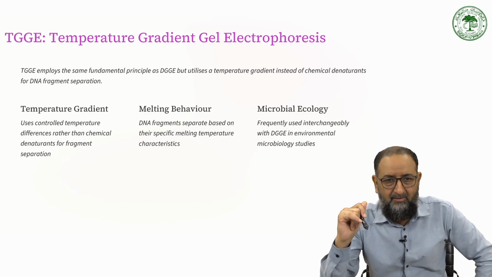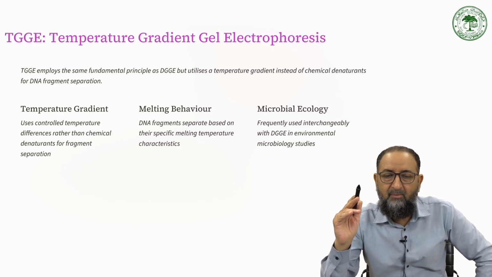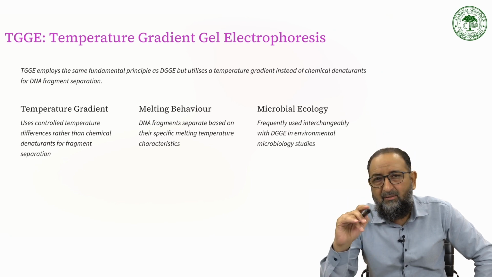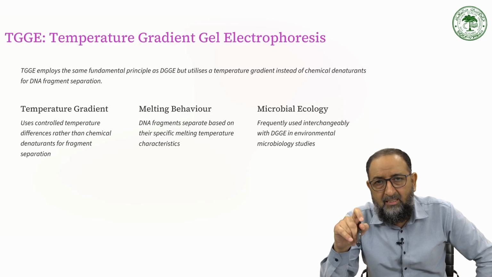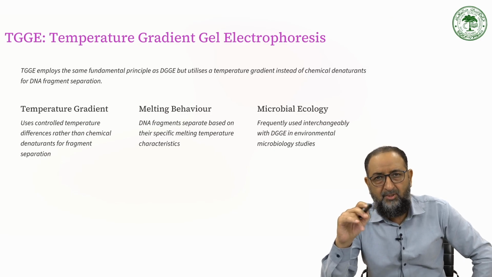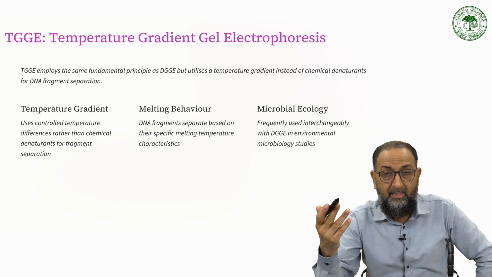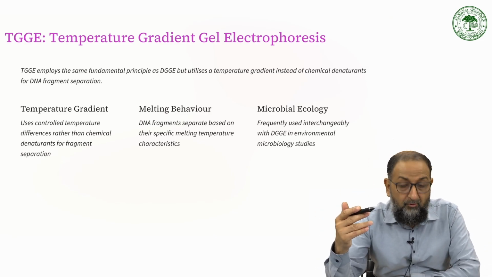Melting behavior. Now, DNA fragments separate based on their specific melting temperature. And what is the basis of melting temperature? The basis of melting temperature is the intrinsic character of the genome. This is what we are trying to find out. GC content: high GC content, high melting temperature; low GC content, low melting temperature. So we have to look into melting temperature.